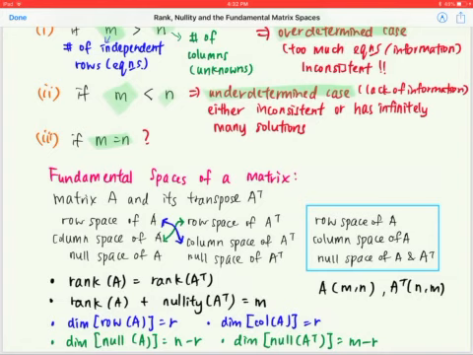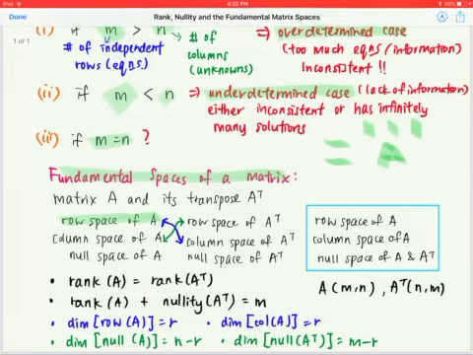And lastly, the fundamental spaces of a matrix. So we have matrix A and its transpose, A transpose. Let's say you have a 2 by 3 matrix. This is the matrix A. When you transpose it, the columns become rows, and the rows become columns. So this is A transpose.